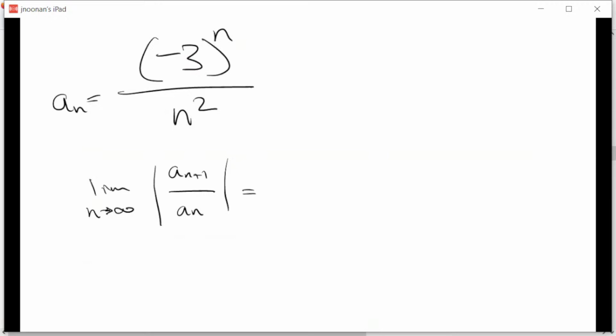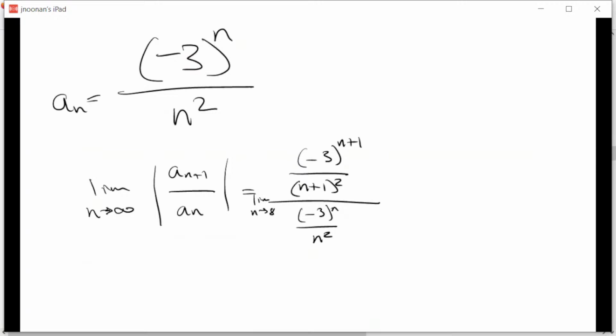So let's do this limit, negative 3 to the n plus 1 all over n plus 1 squared, all over negative 3 to the n over n squared. And we're doing the limit as n approaches infinity of this. Terrible notation there. Sorry about that.